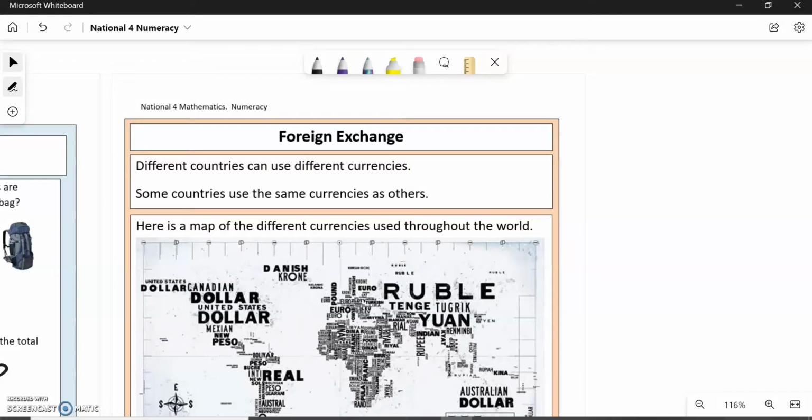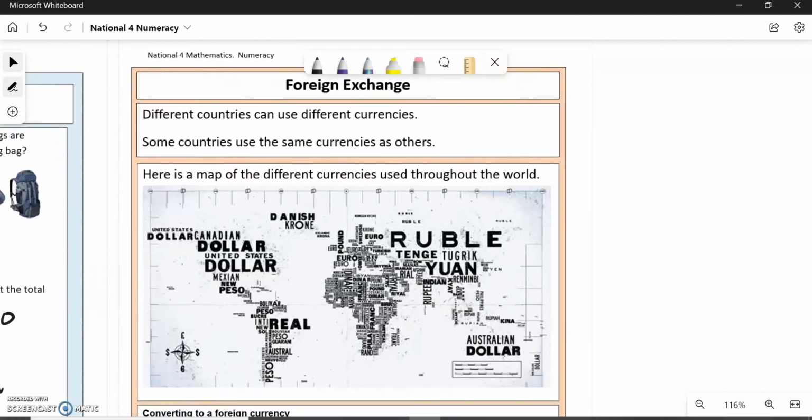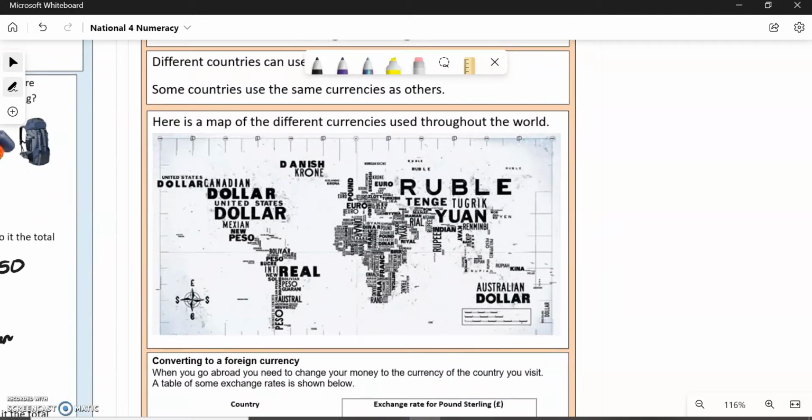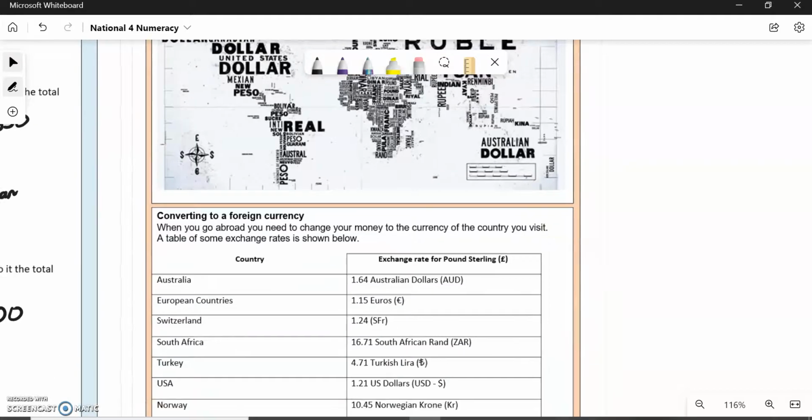In this video, we're going to have a look at foreign exchange when we are in National 4. We need to be able to work between foreign exchanges, different currencies, how to get from pounds to a different currency and backwards as well. So some countries use the same currency. For example, lots of countries in Europe use the euro. But as you can see in this diagram here, there's lots of different currencies that are used.